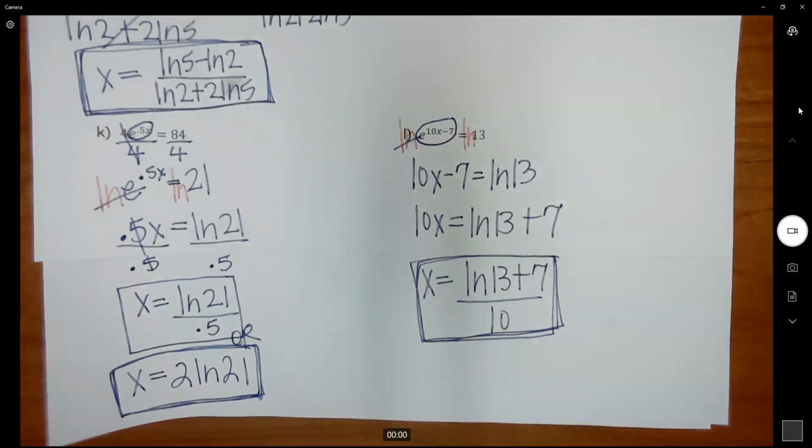Make sure you understand these last 3 problems before you move on to the next lesson, okay?